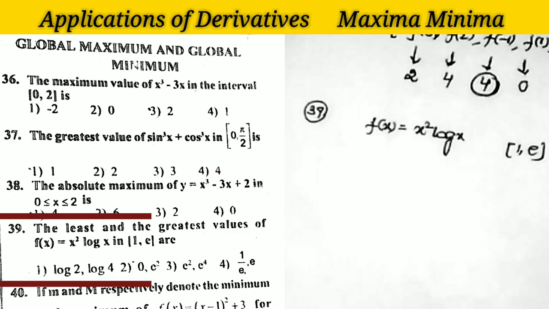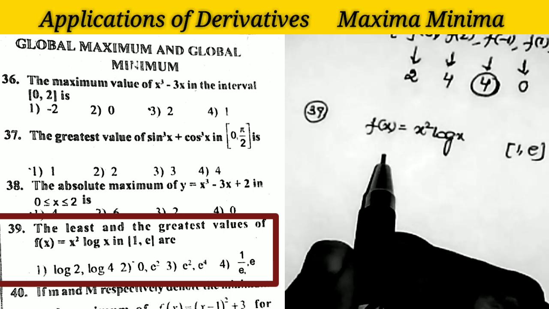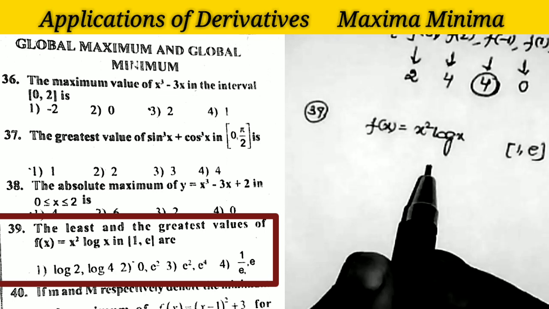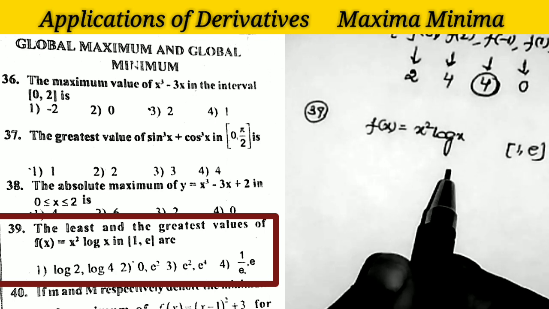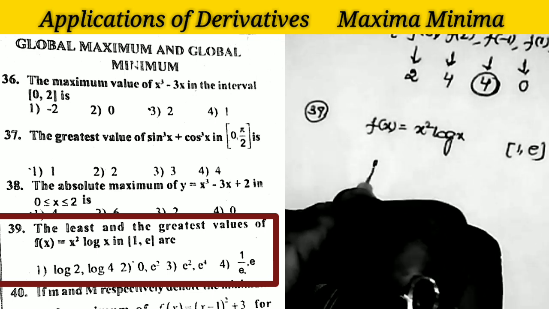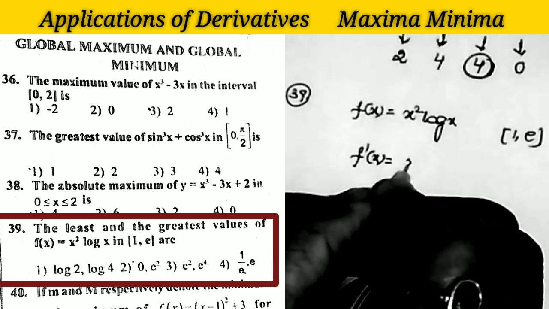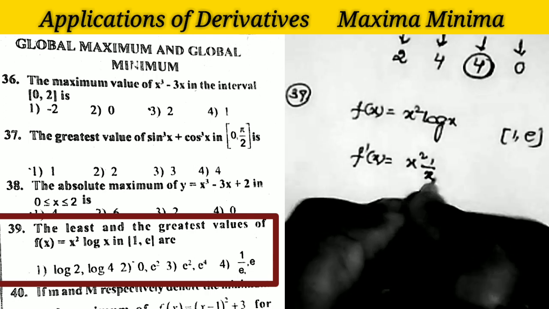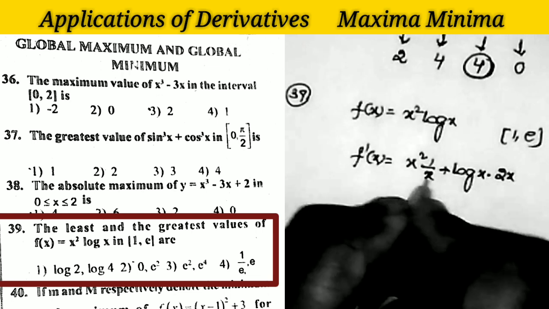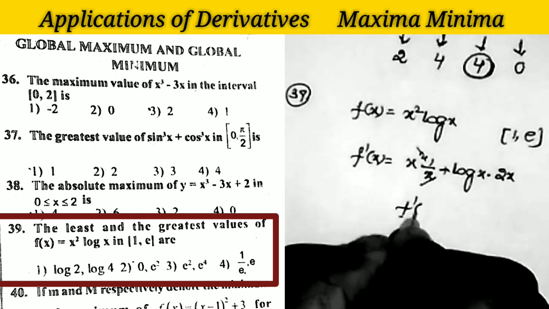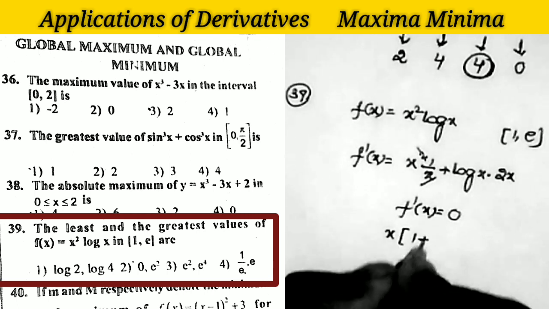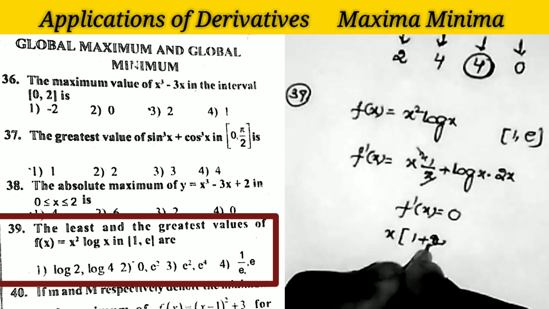Okay. Next question, sum number 39. The least and greatest values of the expression f of x is equal to x square log x in the interval 1 comma e. So the same procedure, first doing the derivative. f dash of x is equal to x square into the derivative of log x, which is 1 by x, plus log x into the derivative of x square, which is 2x. Now equating f dash of x to 0. Taking x common, we get x into 1 plus 2 log x.